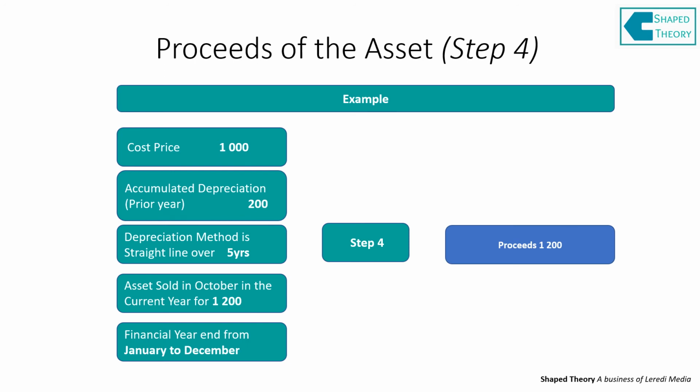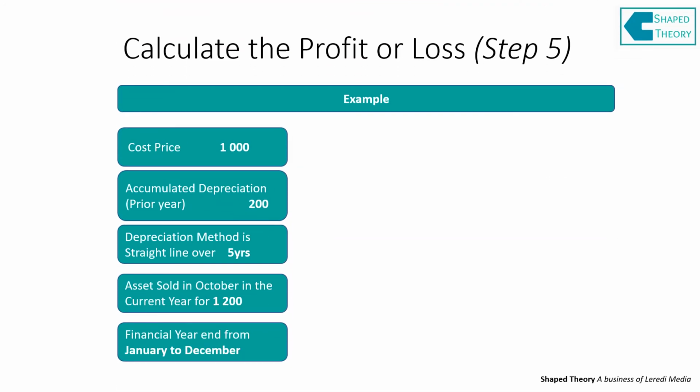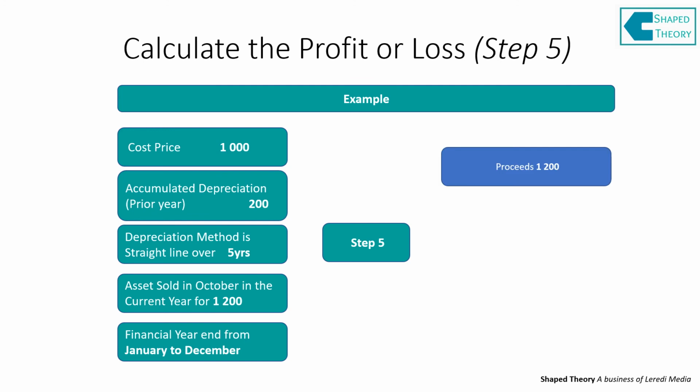Now, let's go to step 5, where we have to calculate the profit or loss on the sale of the asset. We will need at least 2 items to calculate this. The first item is the proceeds of the asset. The second one is the book value or the carrying amount of the asset.